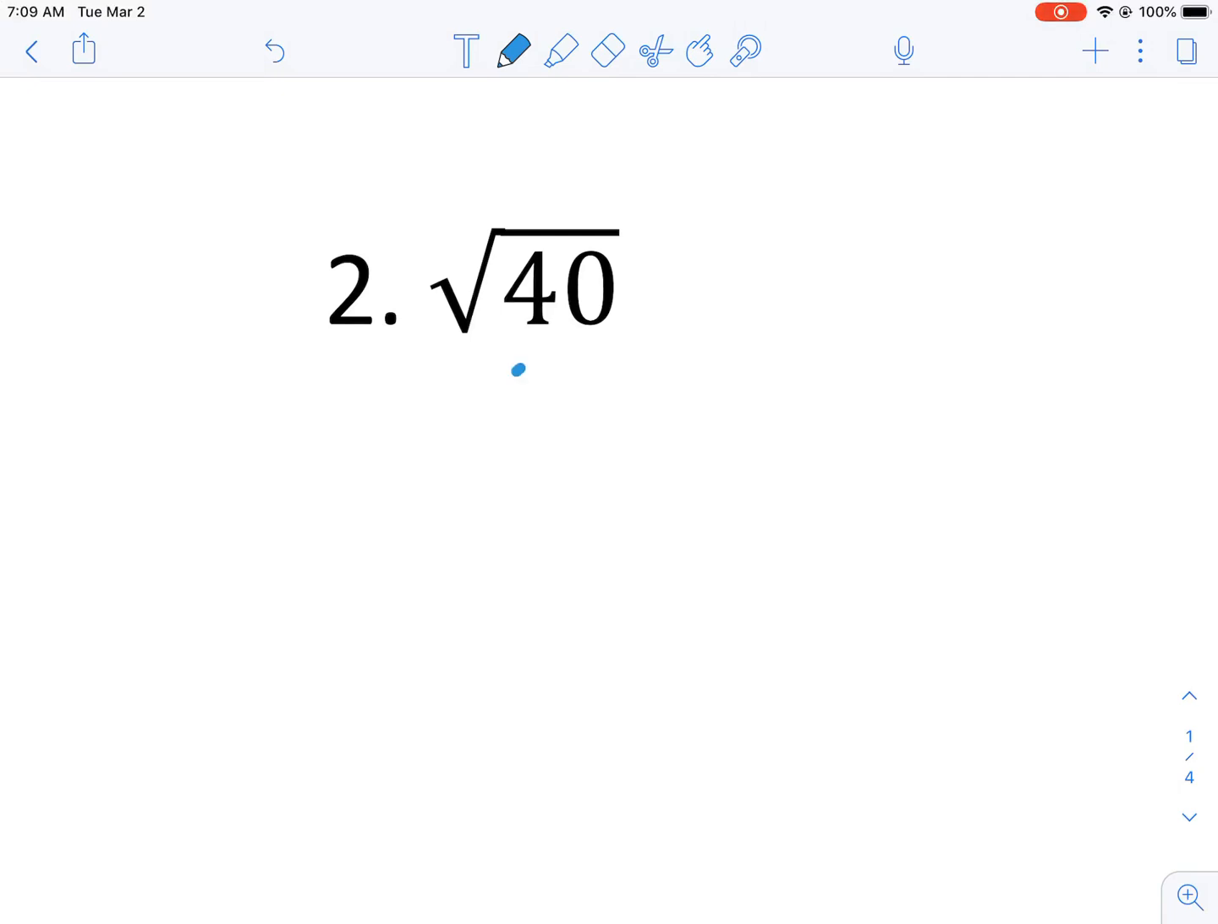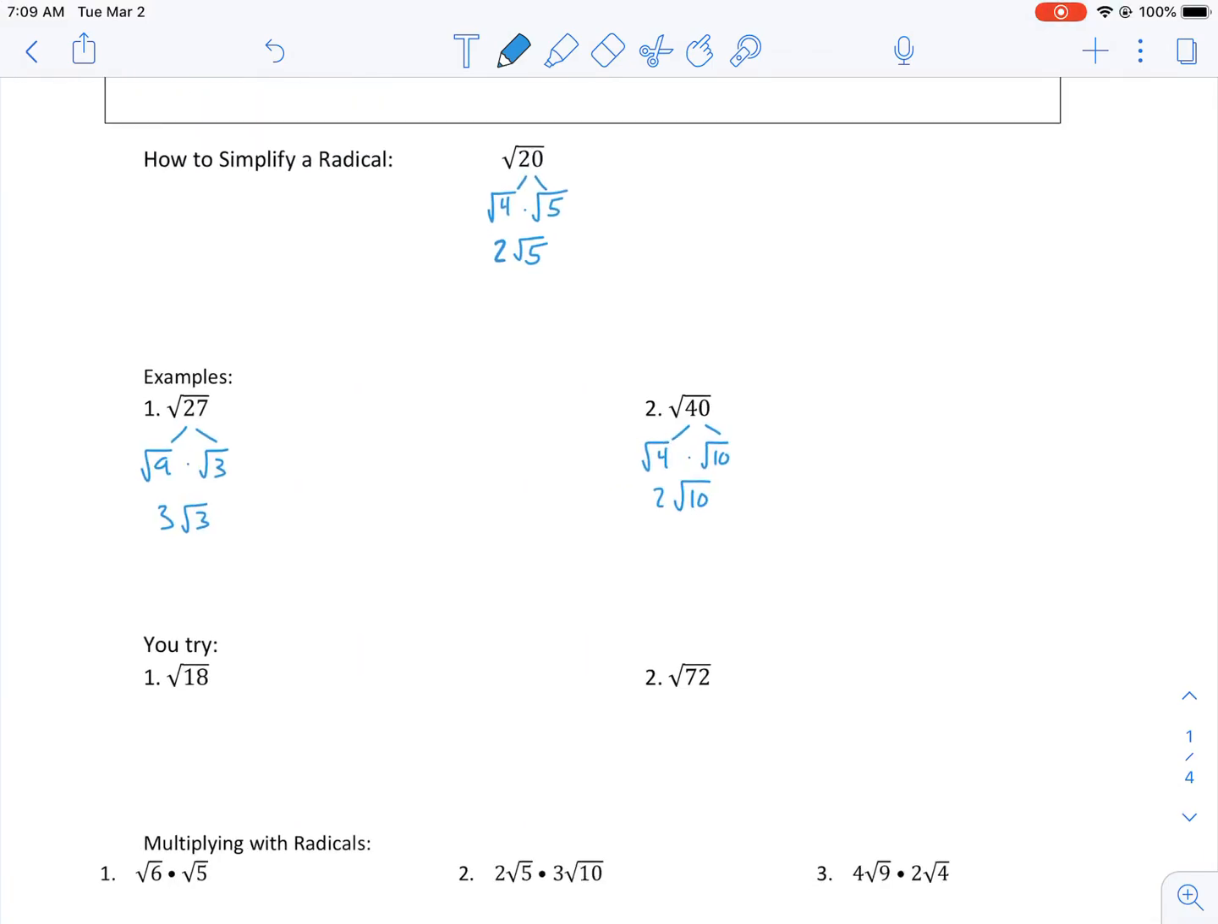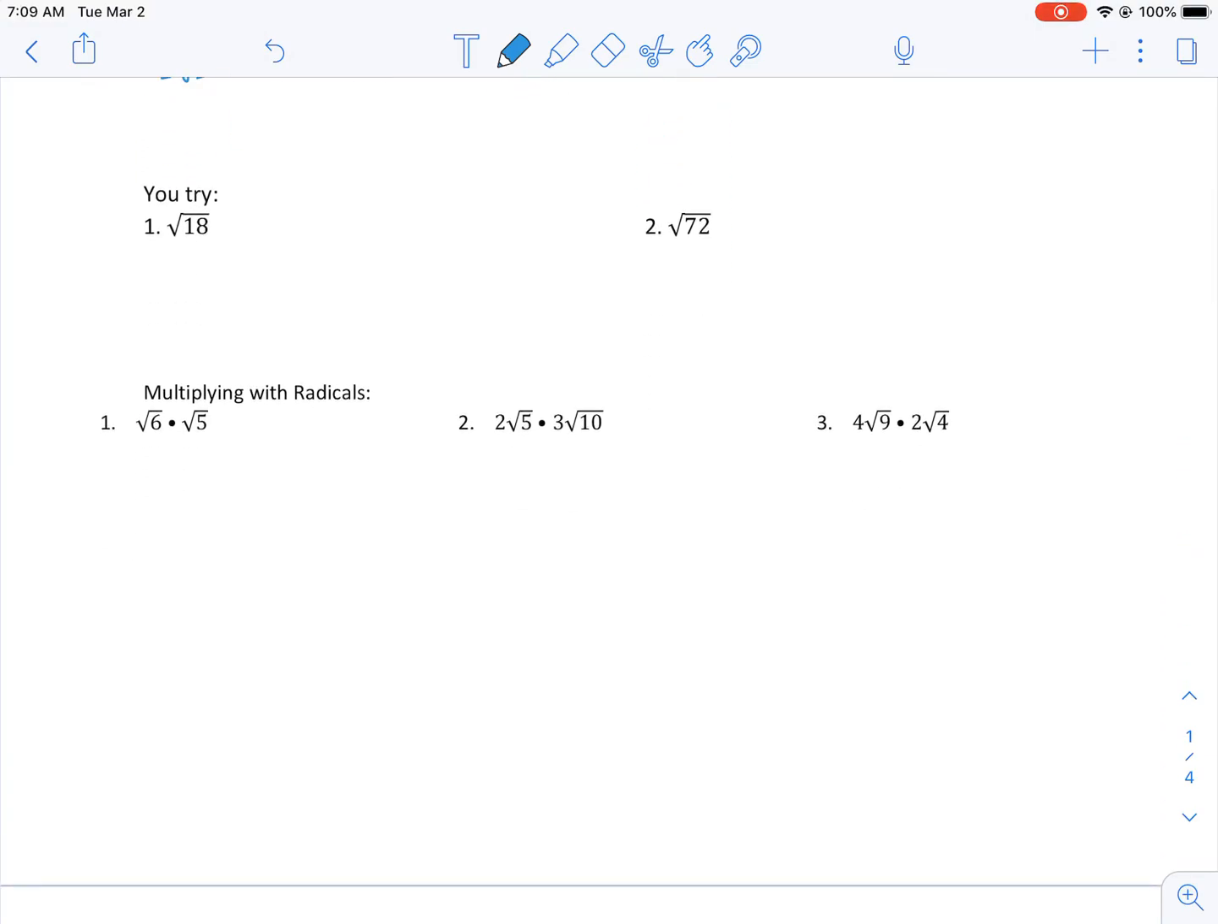So here, all right, we have to pick one with a perfect square. I'm picking radical 4 times radical 10. The square root of 4 is 2, so our answer is 2 radical 10. All right, so that's how you simplify radicals. So you can go ahead and try these two, all right, give it a shot. I'm going to move on to multiplying with radicals, all right?